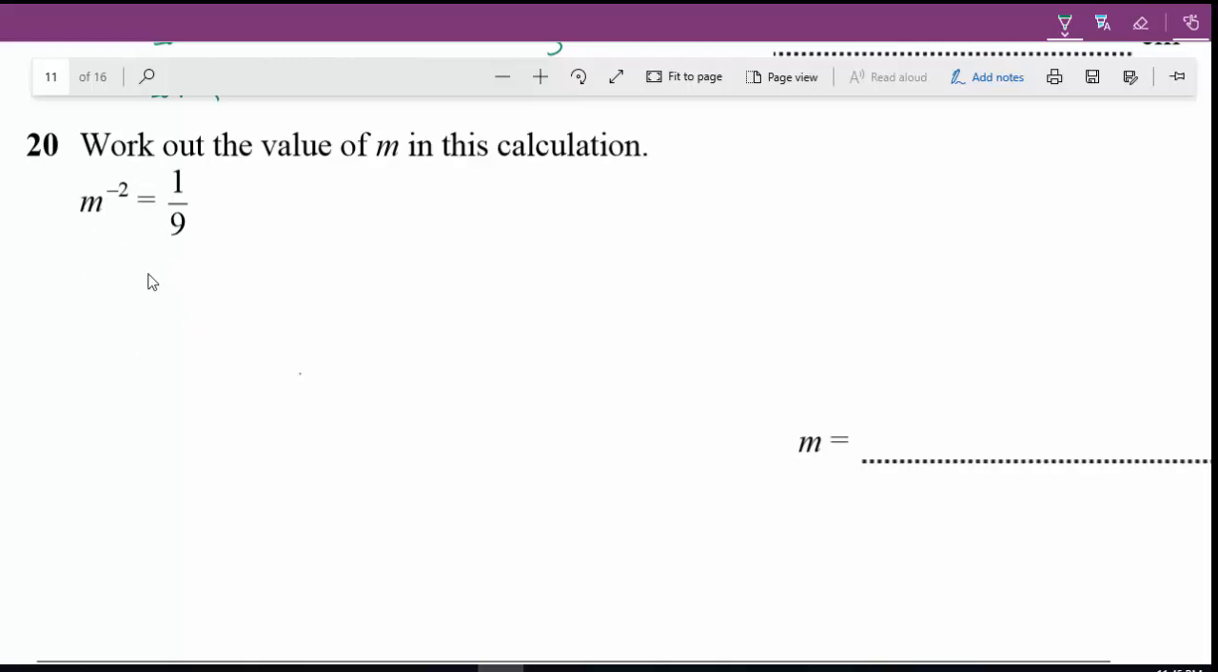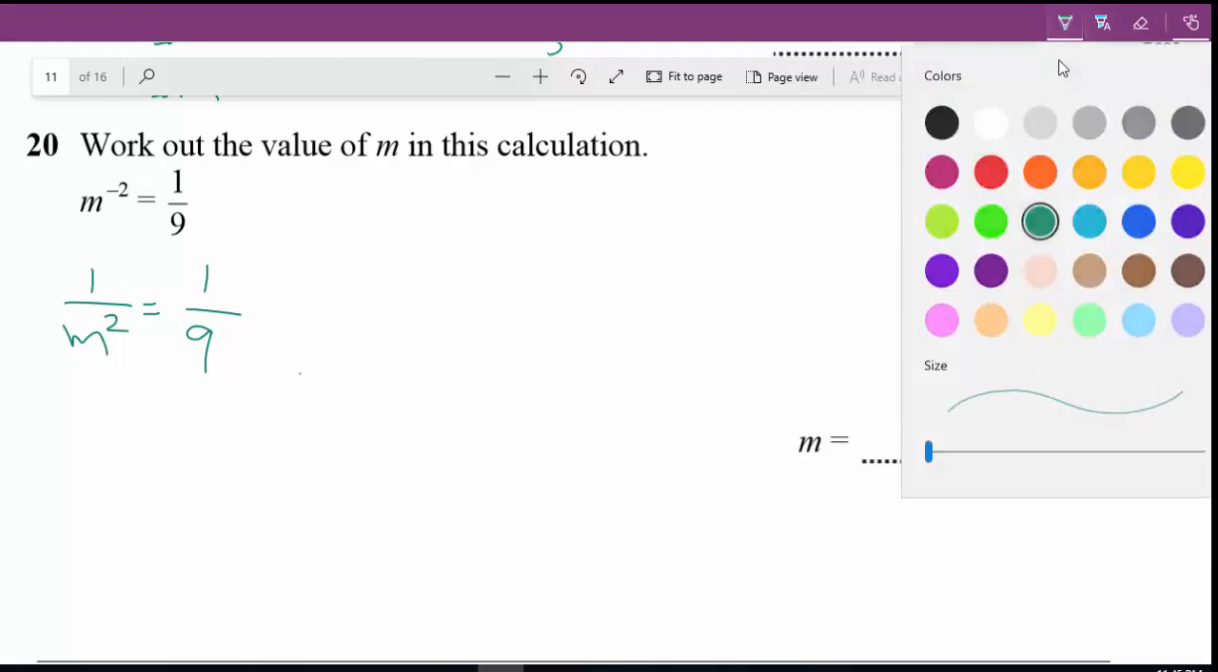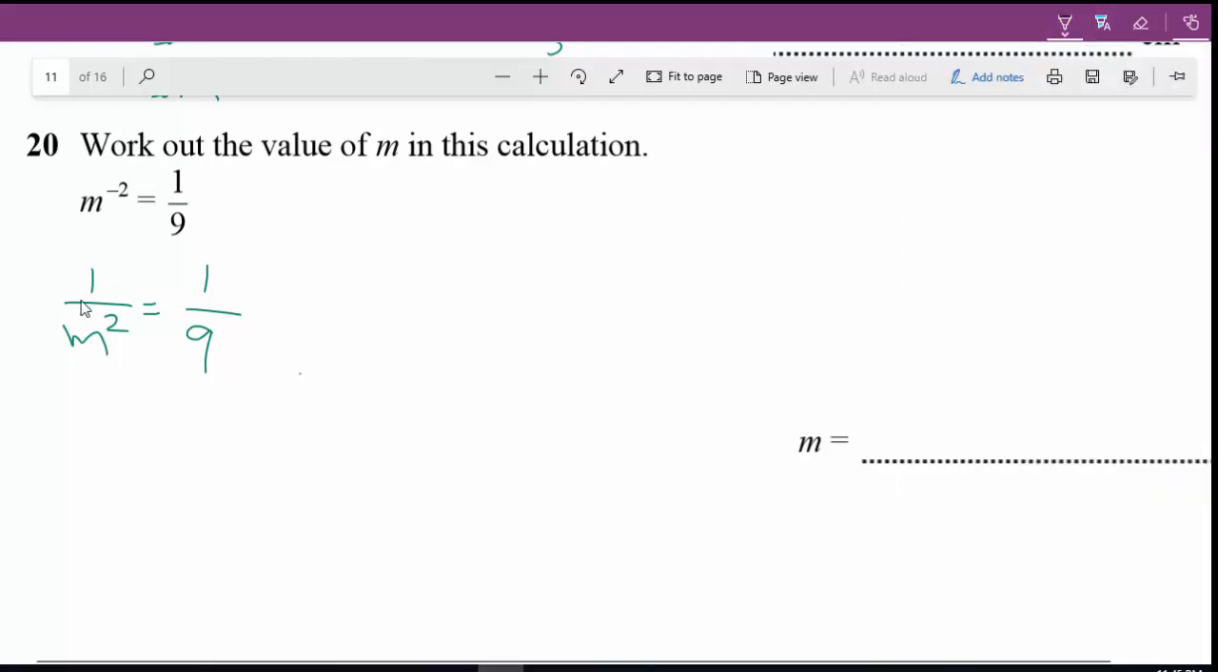Work out the value of m in this calculation. M to the power of -2 could be written as 1 over m to the power of 2, which is equal to 1 over 9. In this equation, we see the numerators are the same, 1 and 1, m squared and 9. So 1, of course, is equal to 1. M squared is equal to 9. Think. Which number to the power 2 will be 9? It's 3. Because 3 to the power 2 is 3 times 3, which is 9.